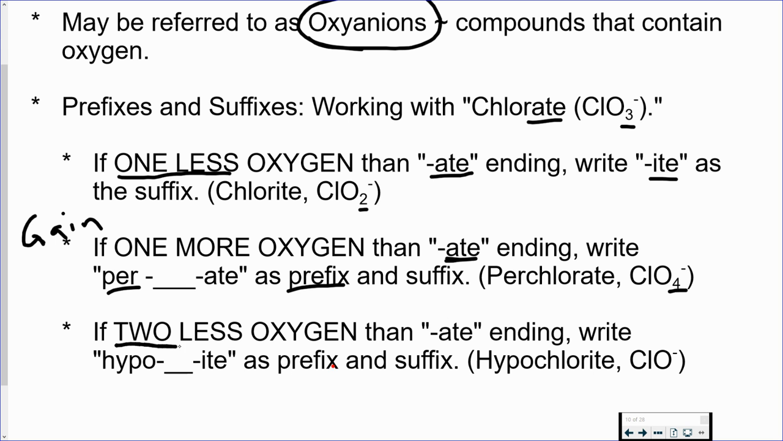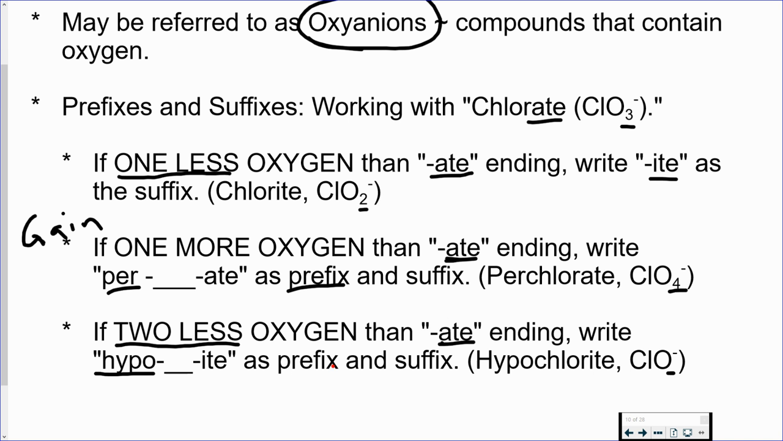The last one is if we lose 2 oxygens, so it's 2 less, so 3 goes down to 1. You notice how we don't have to put the 1 there, because we have 1 oxygen there. This one, you're going to change the ending of -ate. You're going to add the prefix of hypo, meaning a lot less, and then -ite.